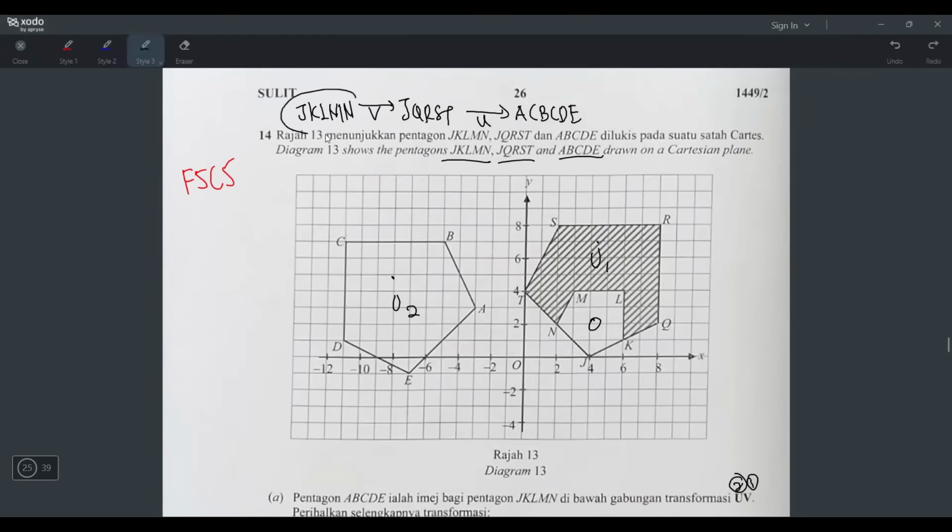So kita kena tengok JKLMN dengan JQRST lah. So JKLMN is the small one, JQRST is the big one. So confirm enlargement lah. Yeah, because the size tak sama mah. If the size tak sama, confirm is enlargement. Because you belajar 4 saja kan? Translation, reflection, rotation, enlargement. And enlargement sahaja yang akan tukar size image, right? So this is definitely enlargement lah. So we can already write already.